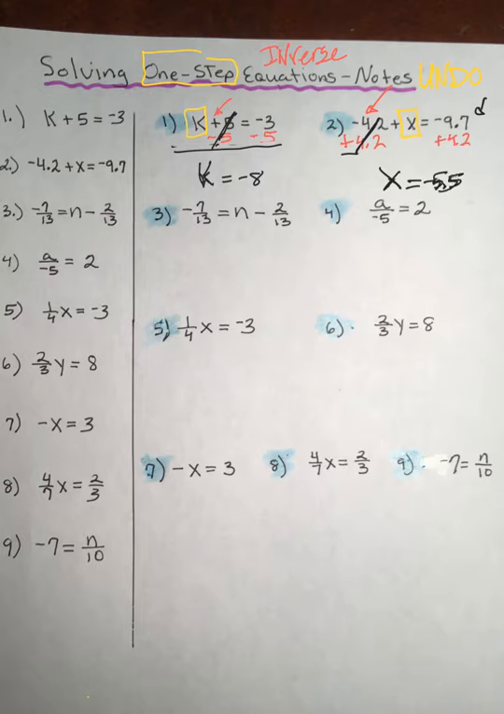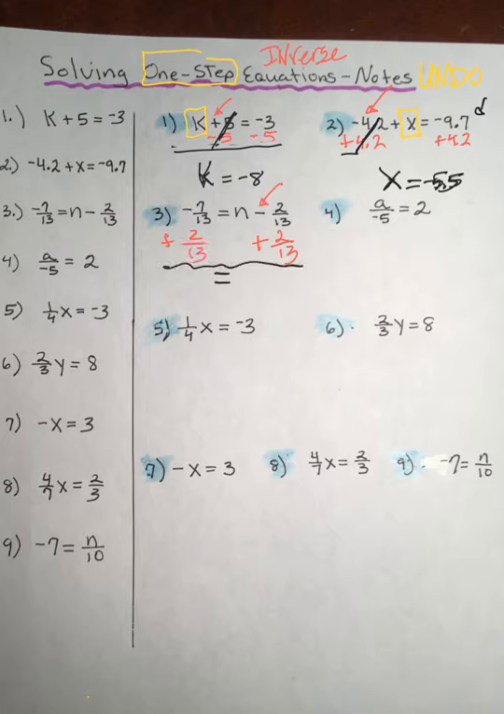Number 3, notice that the variable is on the right-hand side this time. So our eyes have to go to the side that has the variable. So we need to undo subtracting 2/13. So to undo subtracting 2/13, we're going to add 2/13. And if we add 2/13 to one side, then we need to add 2/13 to the other side.